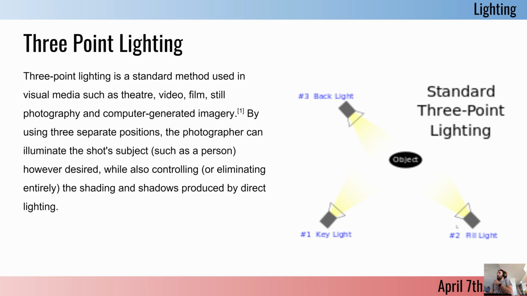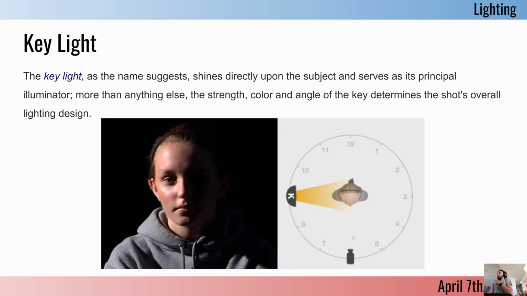All right, 3-point lighting. I think we went over this. So that's the standard 3-point lighting, with this being the back and your camera being somewhere over here. Your key light coming from the side. You can see how this side is almost entirely black just because it's just the key.